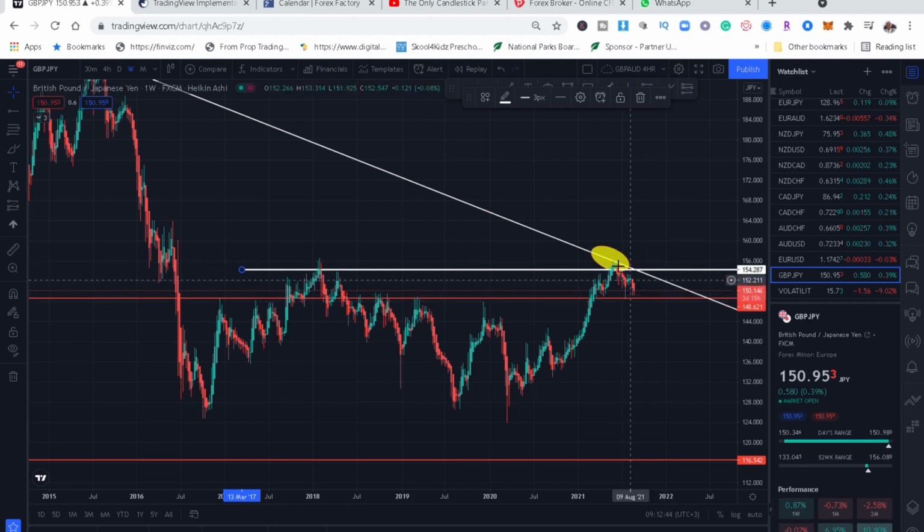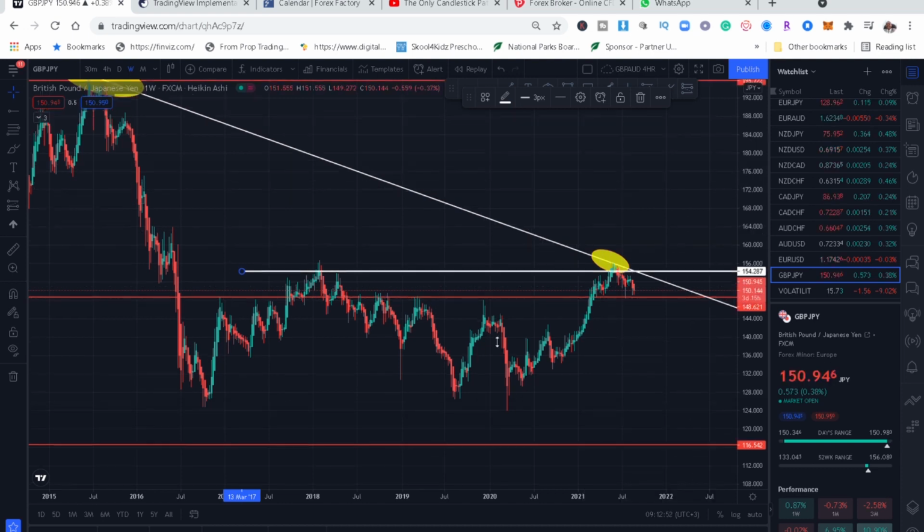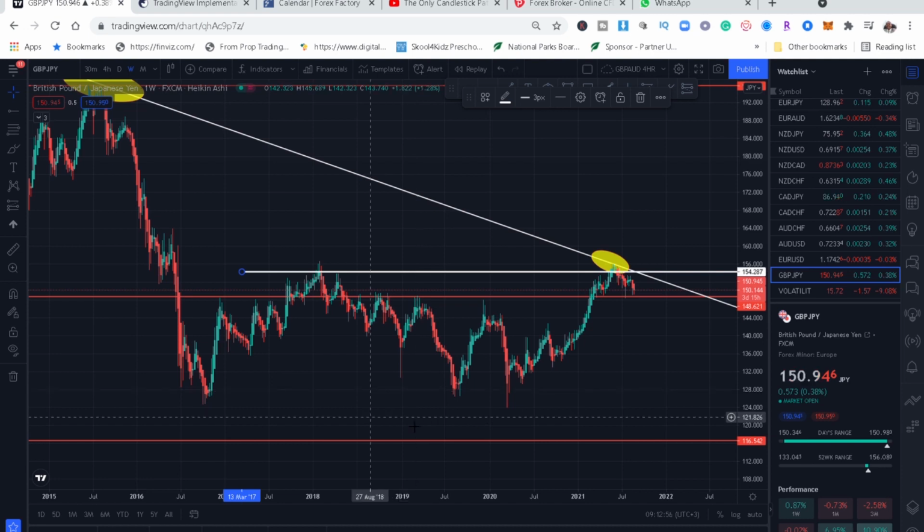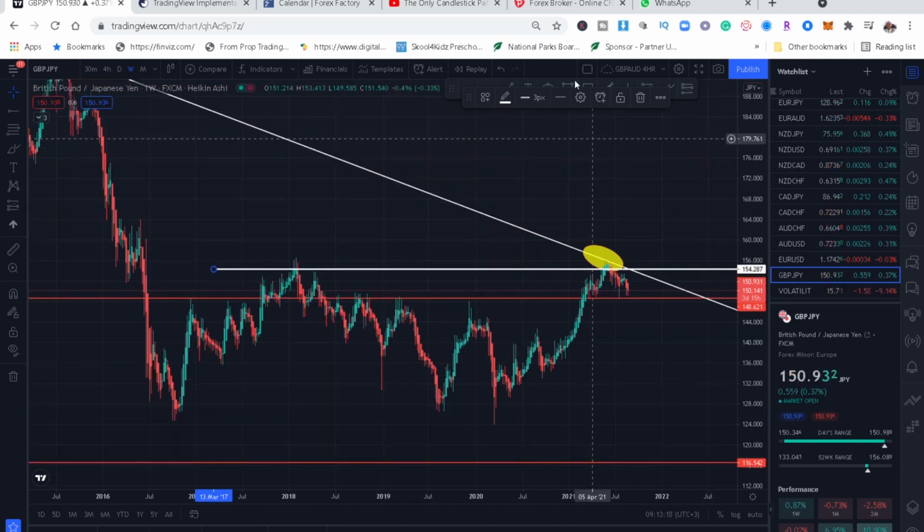So that's what I'm saying. Until it breaks this zone, this trend line, we cannot say this is a bullish market. It is a bearish market that is on a channel. Okay guys, this is another zone.